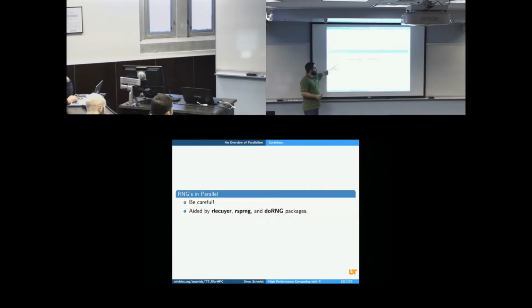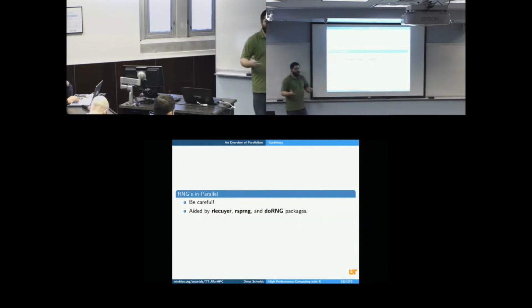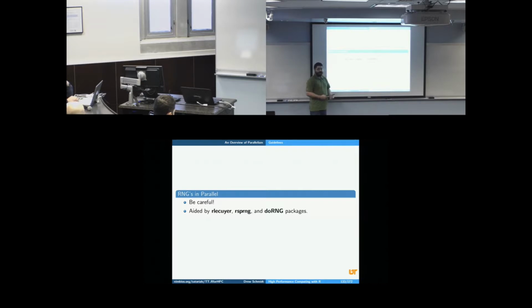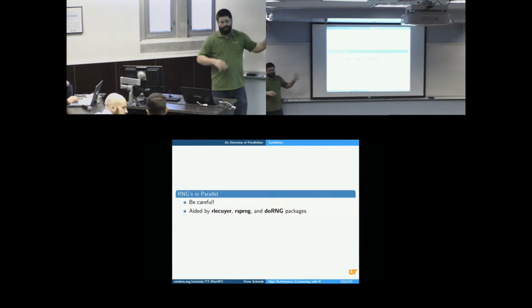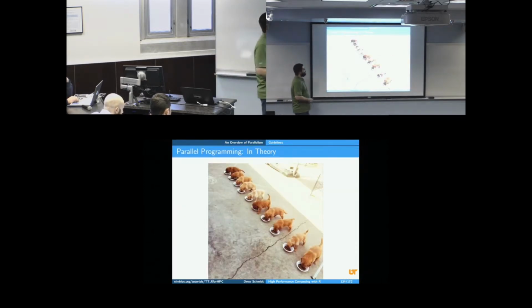Random number generation, be very careful, because random number generation is not really random, it's very deterministic, and you probably know all this, but if you're doing any kind of simulation in parallel, you have to make sure you are using a generator that can accommodate that. So there are some packages that make this very easy. Here they are. We won't get into that. It's sort of a separate topic, but those packages work very well.